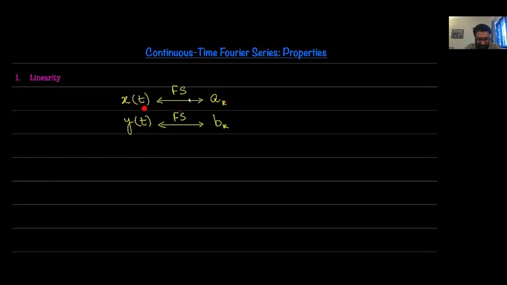What this depicts is that if there's a signal x of t, which is a periodic signal with period capital T, the Fourier series decomposition of this will yield Fourier series coefficients, which are denoted by a sub k. So that's the notation we're going to be using. At the same time, for this property, we're saying that there's another signal y of t, which has a Fourier series decomposition given by b sub k. One important point to note here is that we're assuming that both these signals are periodic and have the same period.